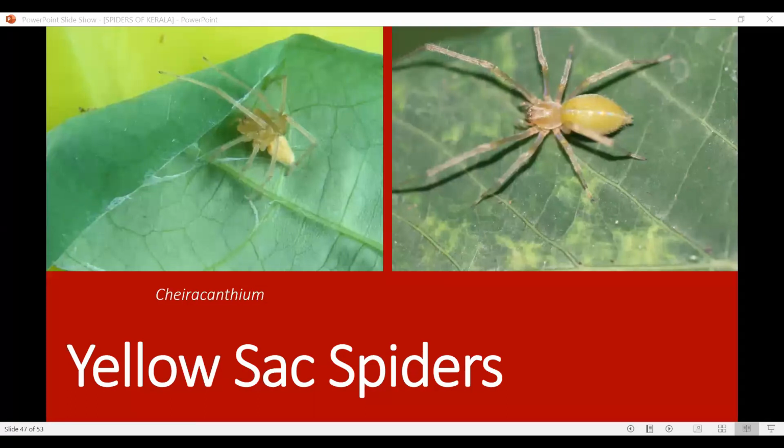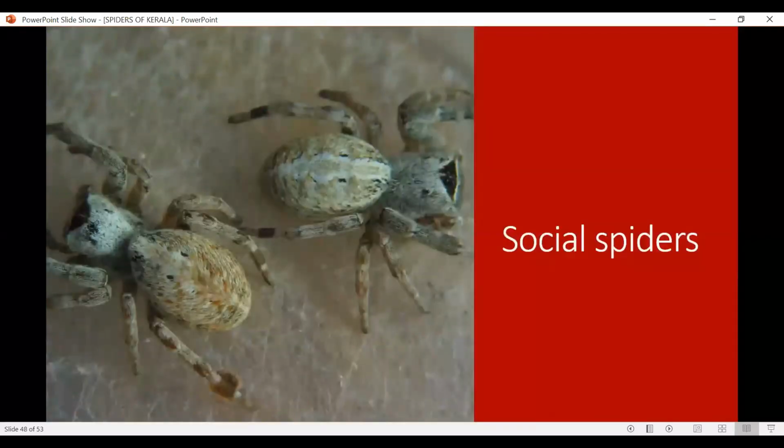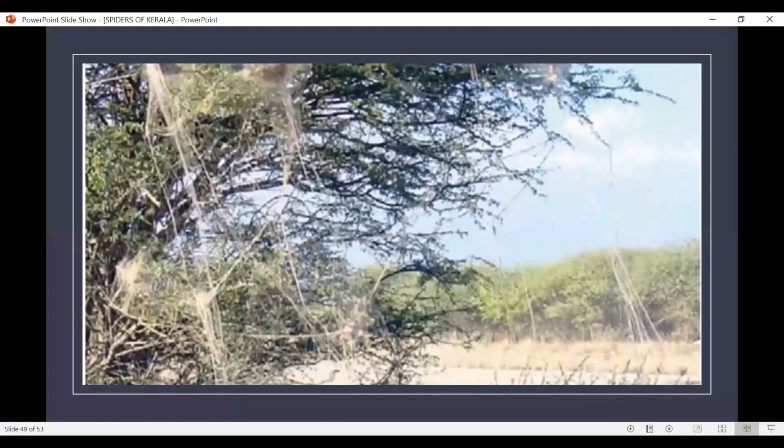Two important genera among sac spiders are Chiracanthium and Clubiona. Here you can see one is the Chiracanthium, the other is the Clubiona. Now we go to another family, the social spiders. Here you can find an enlarged view of the social spider. On the next slide you can find the web of a social spider. The photo that I have shown is of Stegodyphus sarasinorum, the Indian cooperative spider.